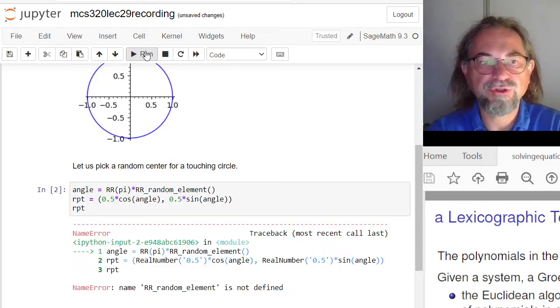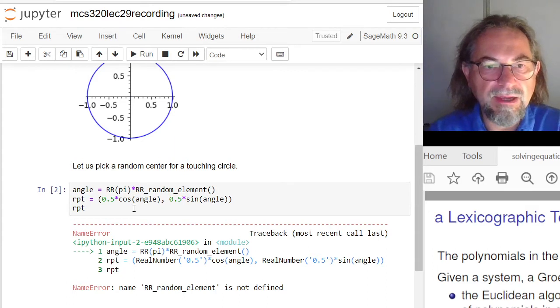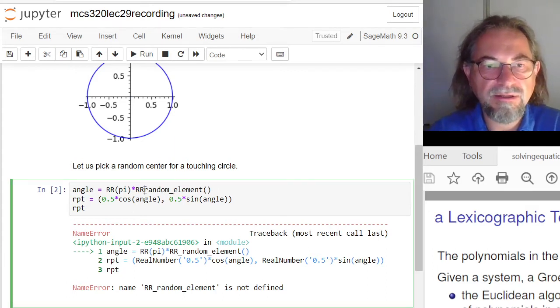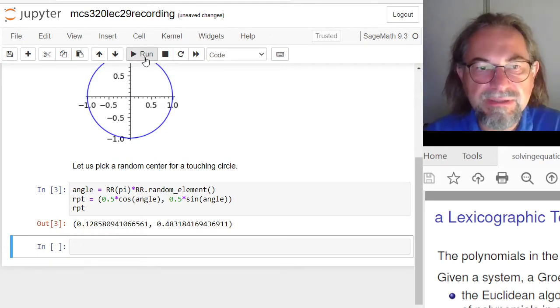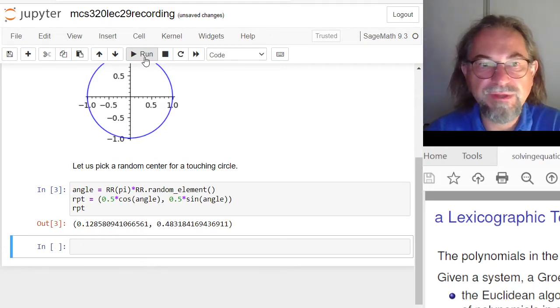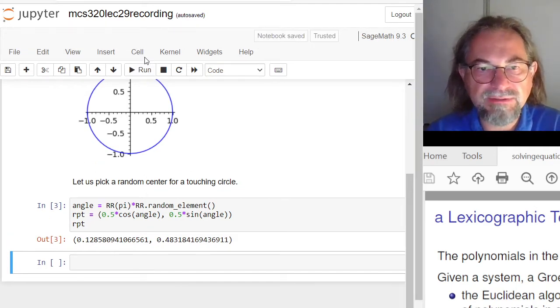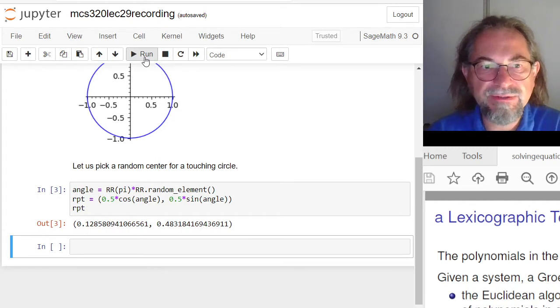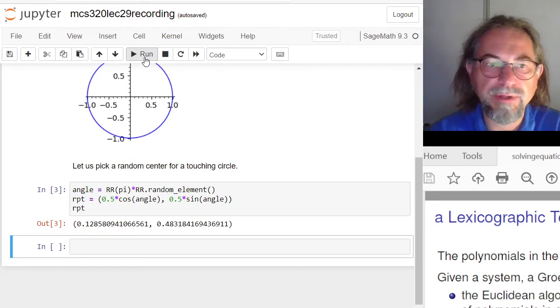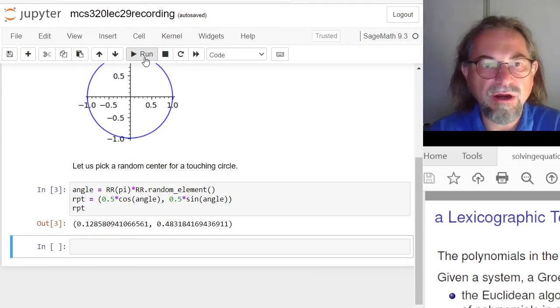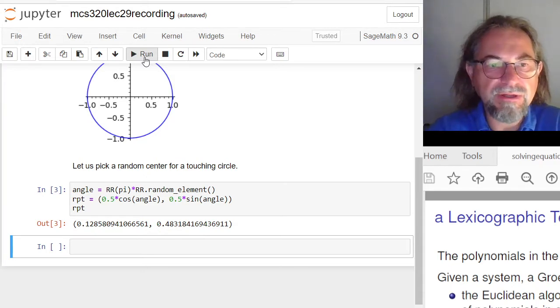Let me first show the coordinates. RR should be with a dot. Random element is a method of the field of 53-bit precision floating point numbers. I also want pi to be a numerical pi, so that's why I'm casting the symbol pi into this RR field. Okay, so I can visualize this now.